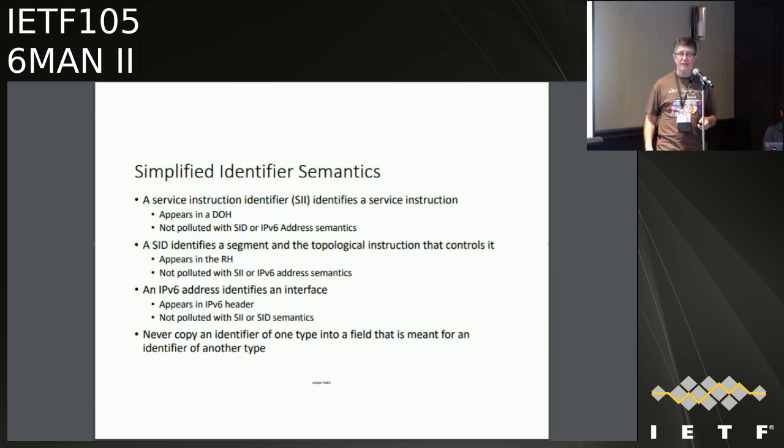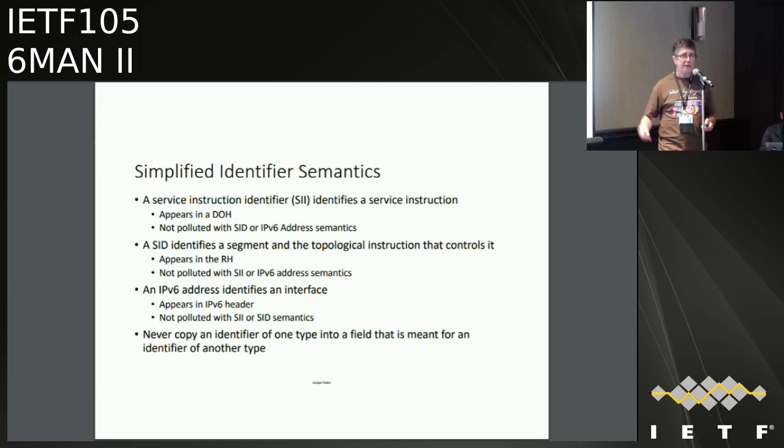We also have an IPv6 address that appears only in the IPv6 header, and it's not polluted with SID or SII semantics. It has exactly the semantics from the IPv6 addressing architecture. An IPv6 address identifies an interface. And we're very careful never to copy an identifier of one type to a field that's meant for another type. For instance, we have SIDs in the routing header. We never copy a SID to a destination address. In fact, they're different lengths. We couldn't do it if we wanted to.